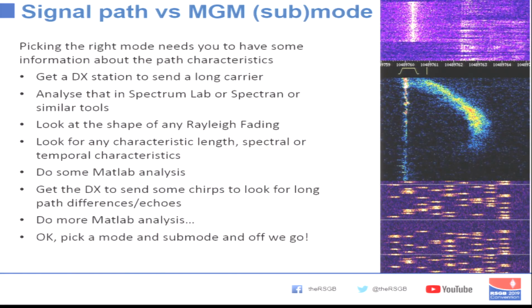Anyway, so this is all you've got to do now. Humans, we need to get a DX station to send us a long carrier. We need to analyze it in Spectrum Lab. We look at the shape of the Rayleigh fading. We look for the characteristic details of it, any weird things. We do some MATLAB analysis. We get the DX station to send chirps. We do more MATLAB analysis. And then, right, OK, we've got it. We'll pick a mode. Brilliant.